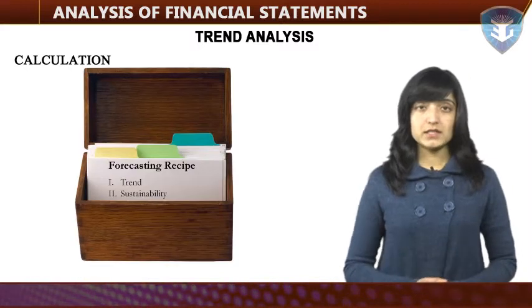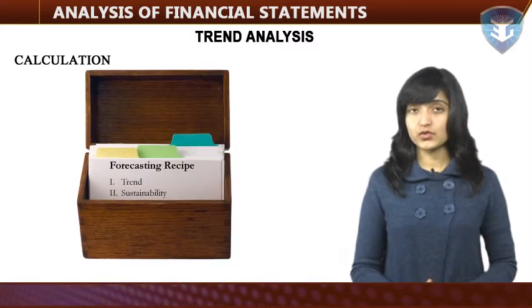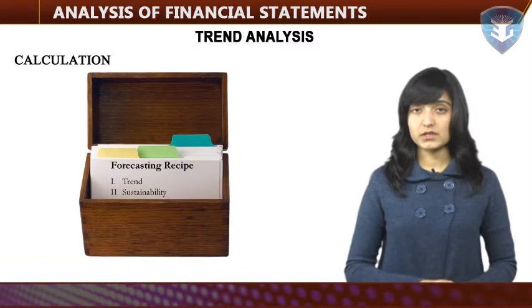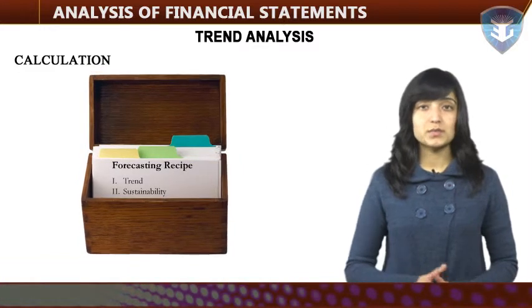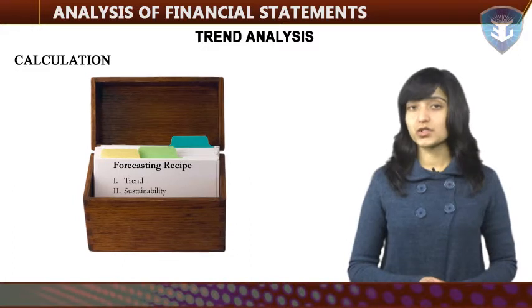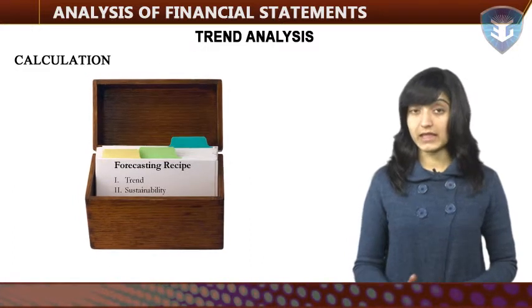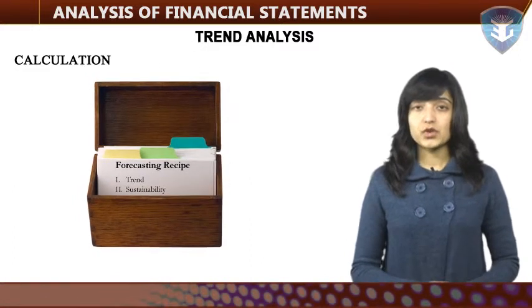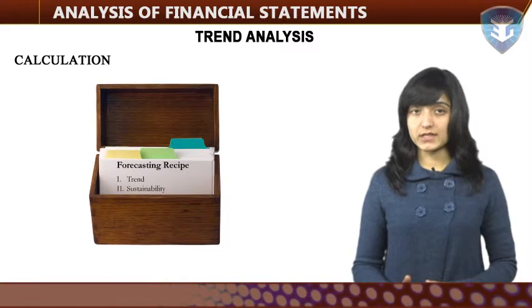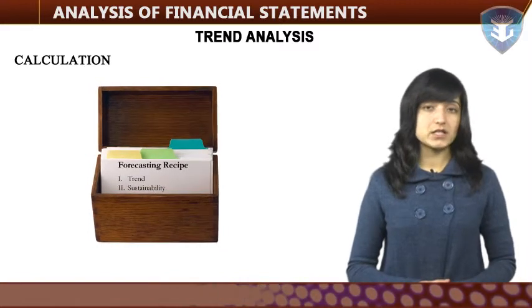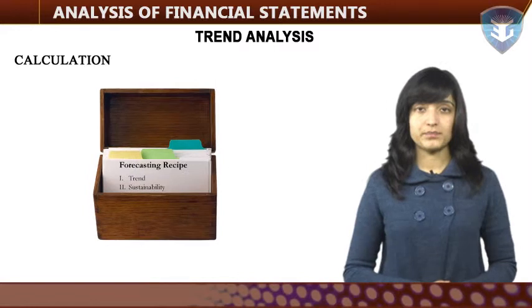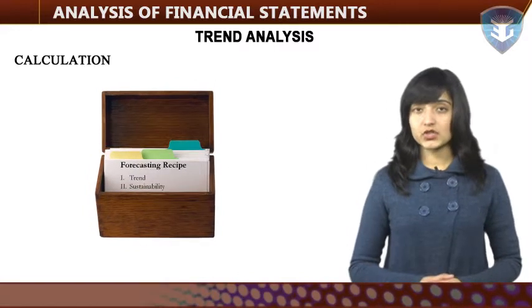Calculation. The base year trend percentage is always 100.0%. A trend percentage of less than 100.0% means the balance has decreased below the base year level in that particular year. A trend percentage greater than 100.0% means the balance in that year has increased over the base year. A negative trend percentage represents a negative number.